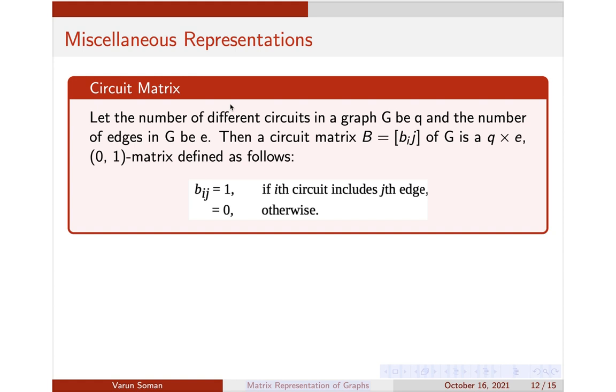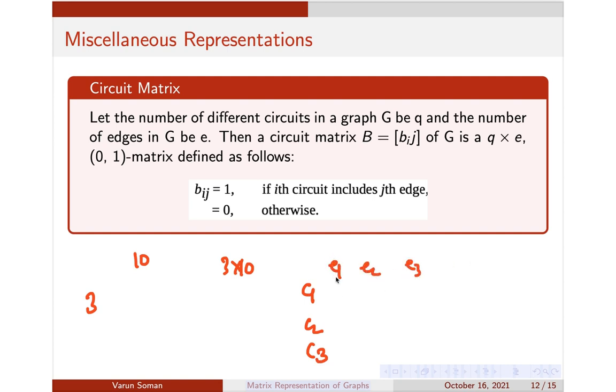Suppose you have a graph. First of all, you write down, suppose there are 3 circuits in the graph and maybe there are 10 edges, so it will be a 3 by 10 matrix. The rows will correspond to circuits. Suppose circuit 1 is C1, circuit 2 is C2, circuit 3 is C3, and suppose these are your edges.